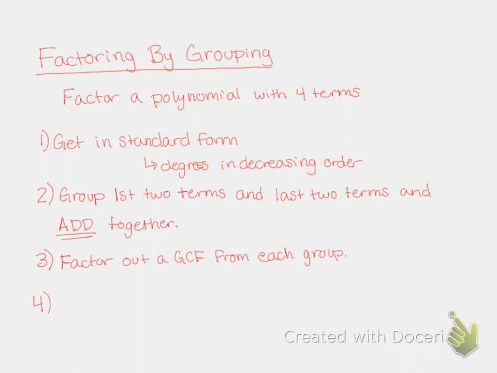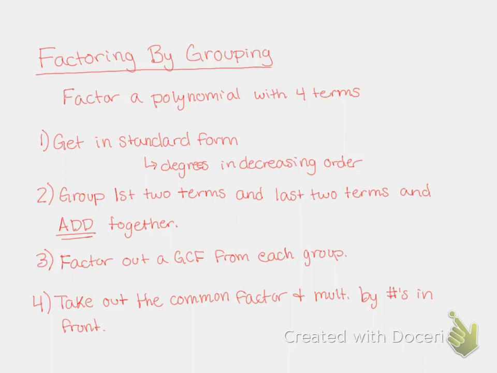And the fourth thing you're going to do, and I don't know any other way to say this, is you're going to take out the common factor and multiply by the numbers in front. Okay, and whenever we do an example, this is going to make so much more sense.